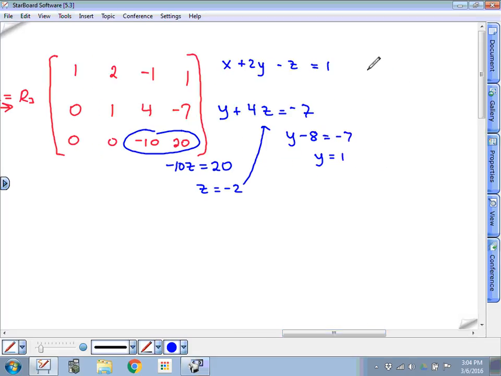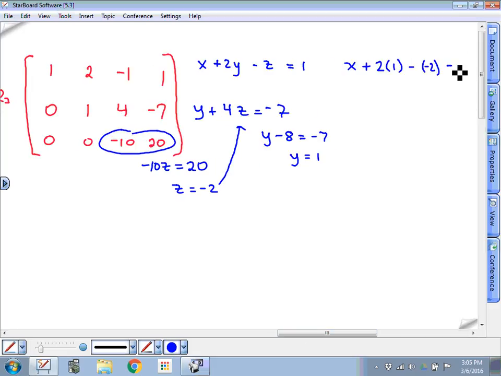Move up to the top row, x plus 2y minus z equals 1. If you plug in the known values for y and z, you get the equation x plus 2 times 1 minus negative 2 equals 1. Minus a negative becomes plus, so this is 2 plus 2 is 4. x plus 4 equals 1, so x equals negative 3. The solution becomes negative 3, comma 1, comma negative 2.